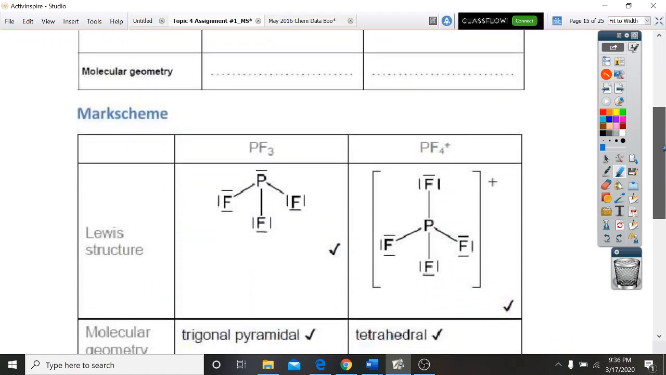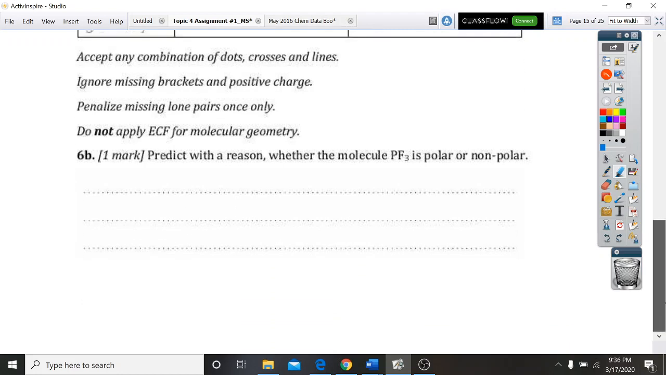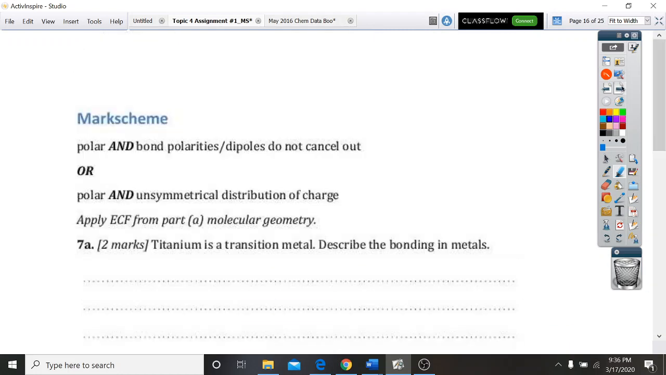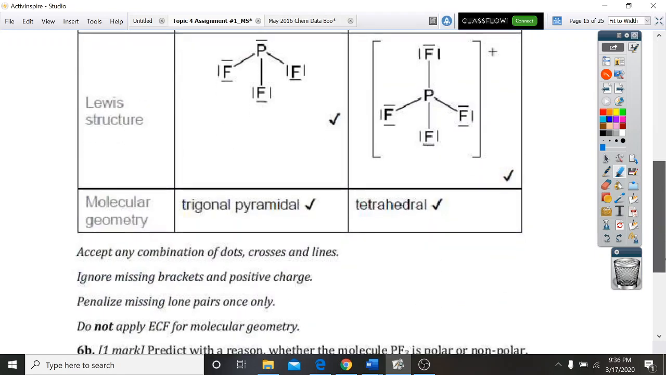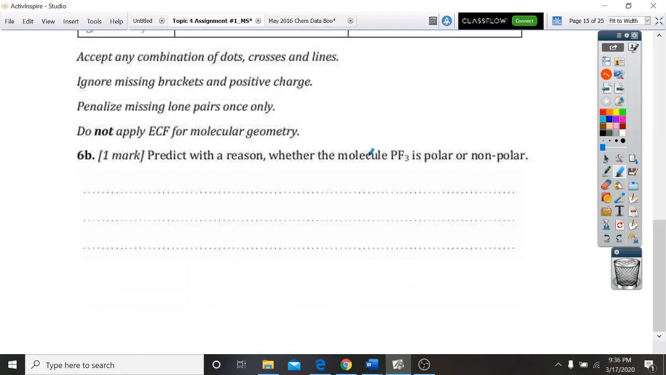6A, I'm pretty sure you're fine. Let me know if you're not. 6B also. But notice that 6B says, predict with a reason whether the molecule is polar or nonpolar.